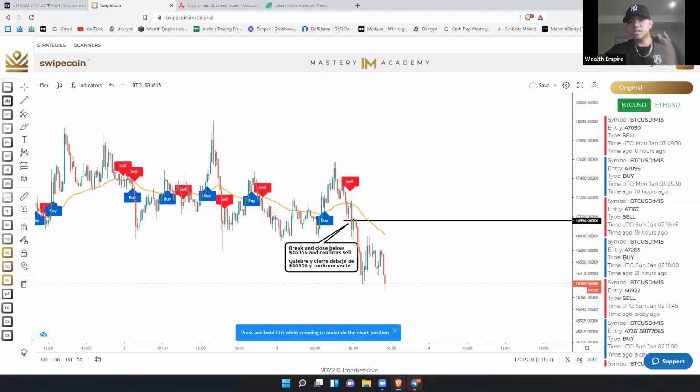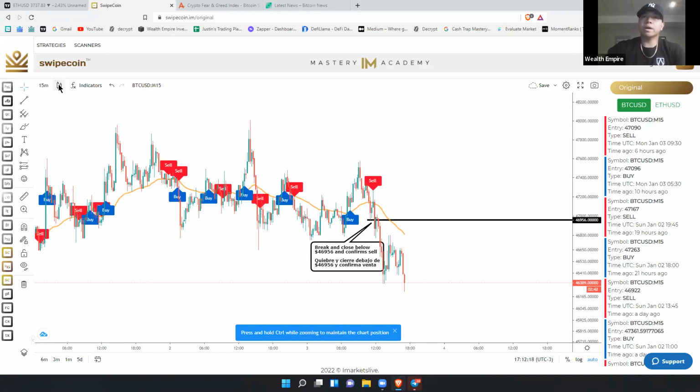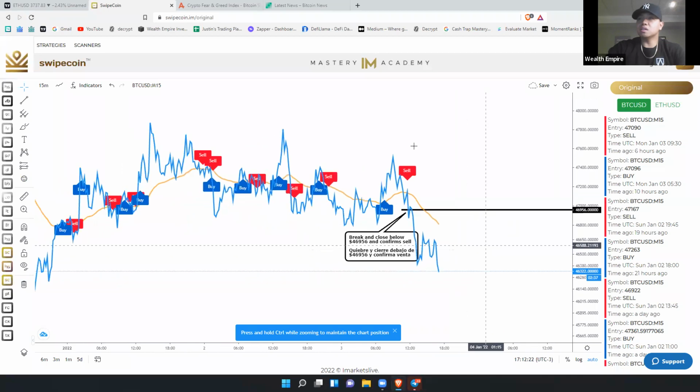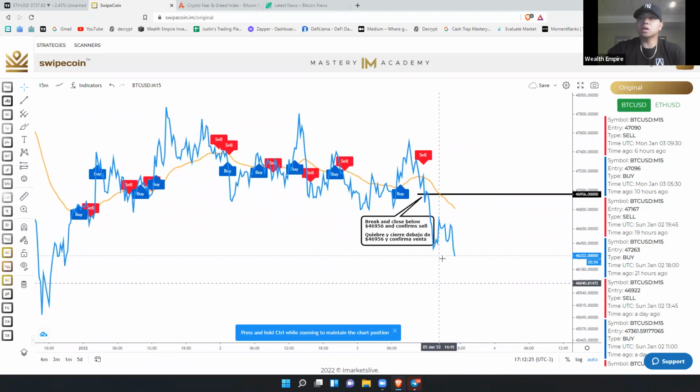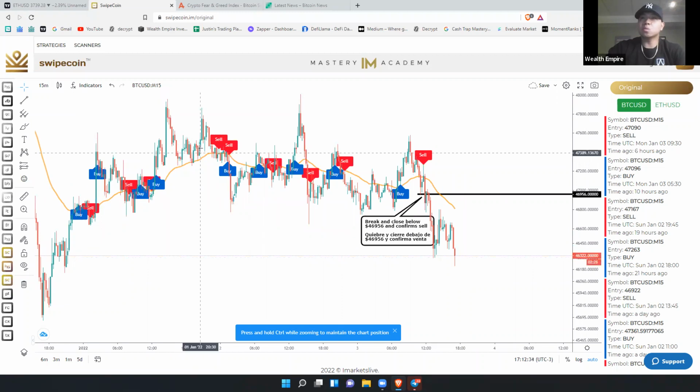Step number 1, guys, is we're going to turn this chart from the candles into a line chart. The reason why I love using this line chart is look how much easier it is to see the tops and the bottoms of the chart right now. You can literally see the peaks and the valleys in comparison to candles, when you see wicks and bodies.